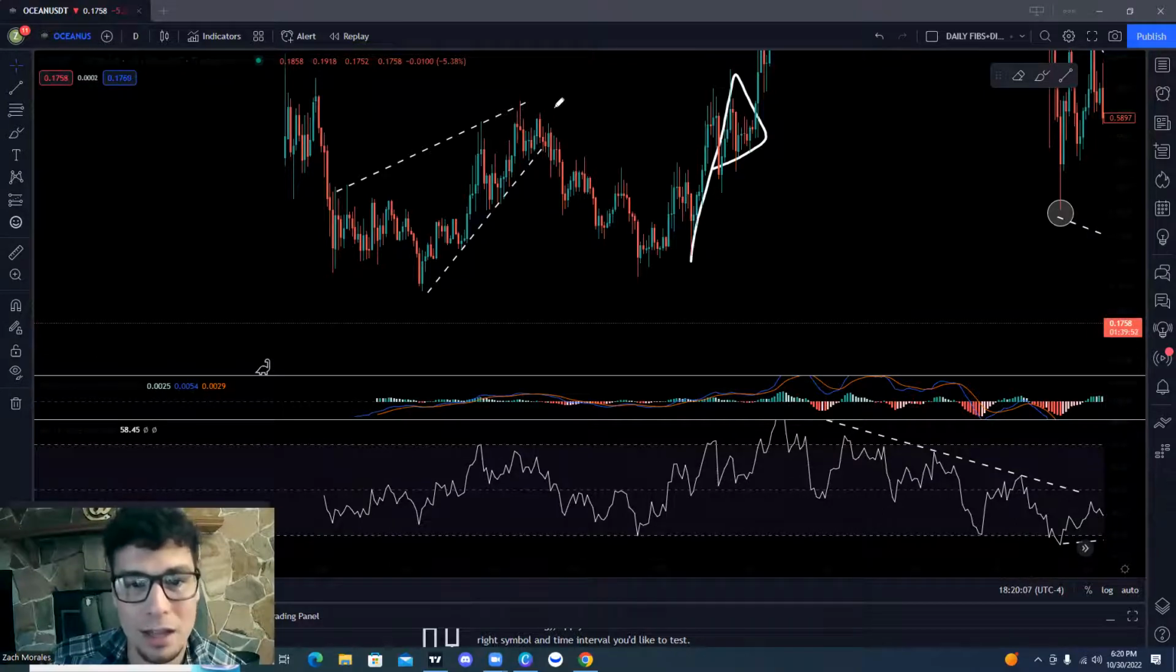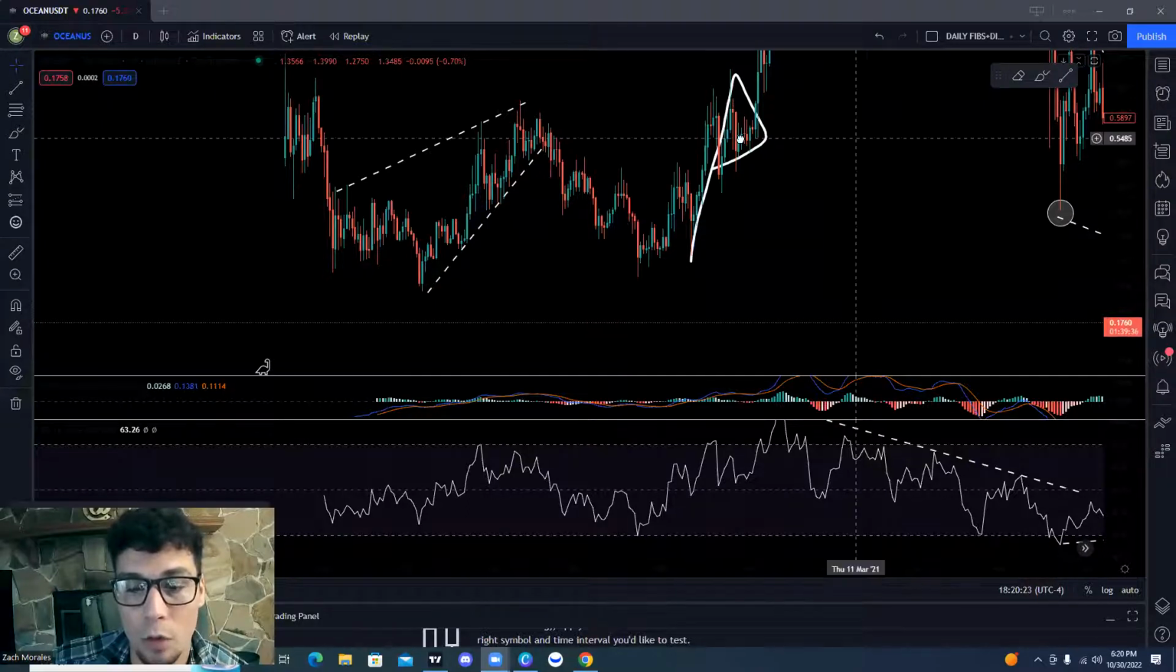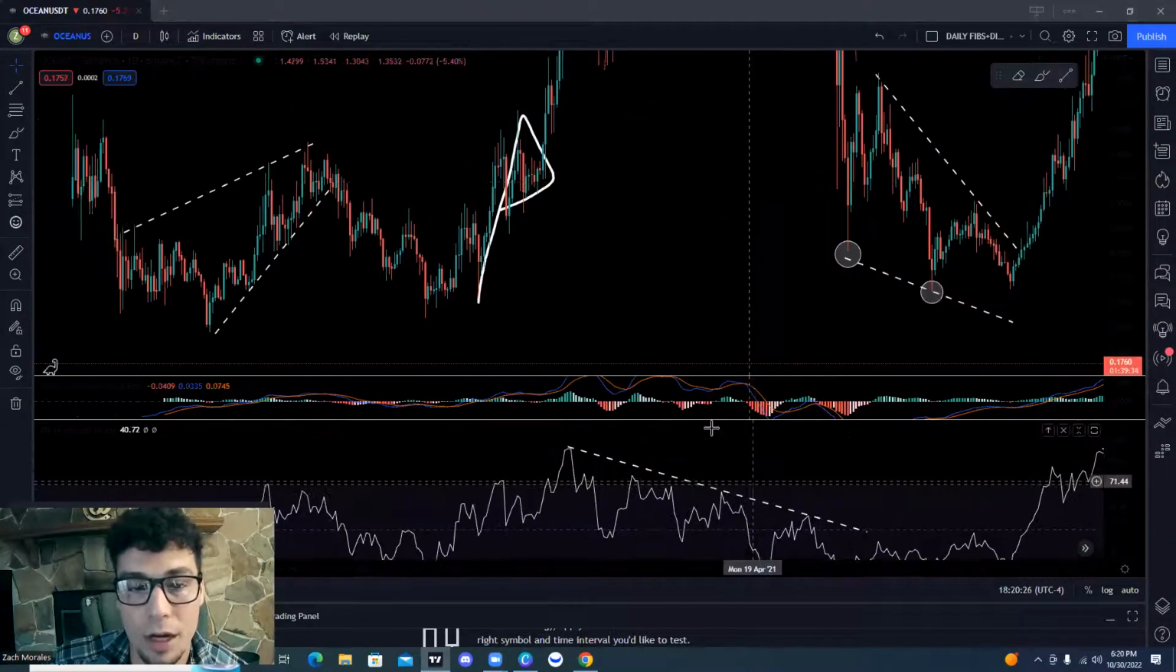You could also call this an inverse cup and handle, right? Here's our cup, here's our handle, and then we break below that trend line and we get a sharp move to the downside and end up hitting this target right here for that inverse cup and handle. All right. Now we'll go forward into the price action.